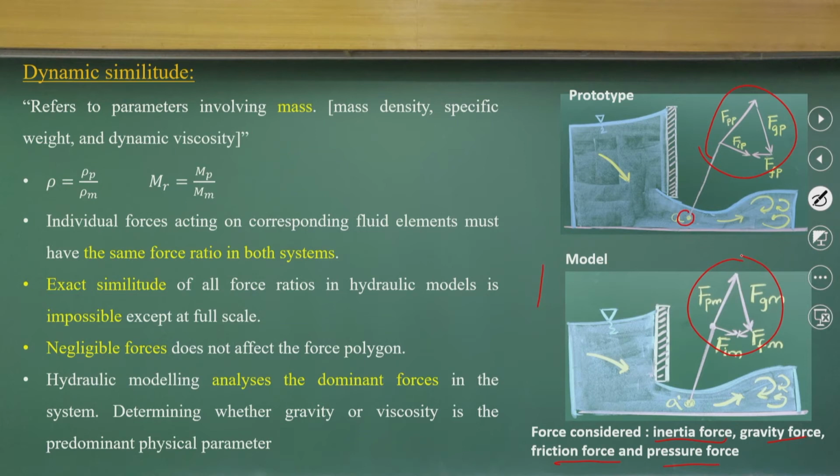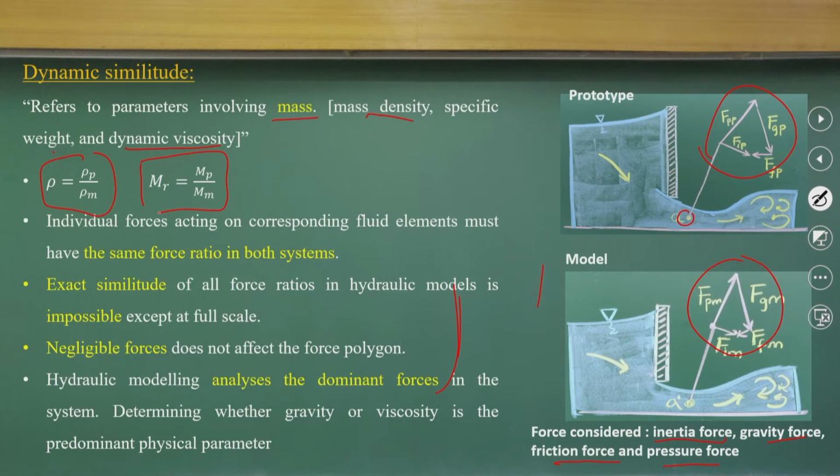That means it involves mass, that is mass density, specific weight, and dynamic viscosity, when we try to have the ratio between the model and prototype. So, that is the ratio of the densities and these mass ratios.